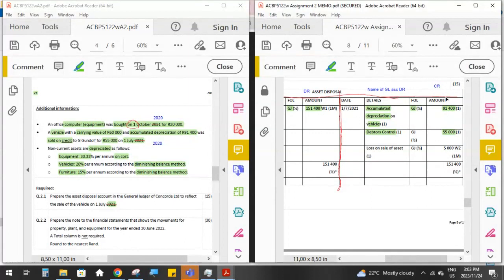Because my debits must equal my credits, I must record that 5,000 on the credit side, because now if I add those 3 amounts together, they will exactly equal 151,400, and my debits equal my credits. So because I'm going to be crediting asset disposal in order to balance the asset disposal account back to 0, I have to debit the opposite side of the entry. If I'm going to debit the opposite side of the entry, that means it must be an expense. Expenses are debits, which means I must have made a loss on the sale of the asset.